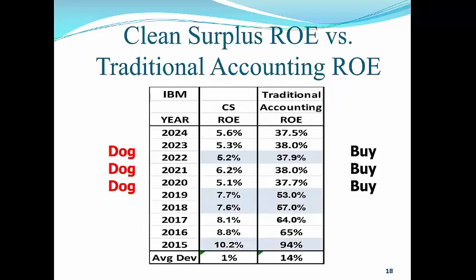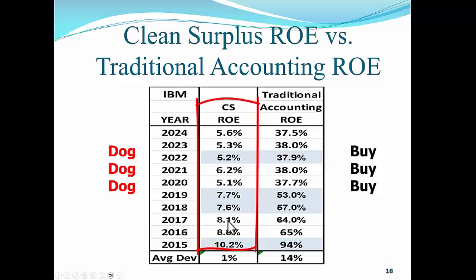Now, let's look at IBM. And here's the traditional accounting return on IBM. And we can see, wow, some years we have a 53%, some years a 64%. Think about this, folks. If you had a company, or you were buying into a company, or thinking about it, and a company had a 64% return on equity, you would go out and buy that stock. You would mortgage your house to buy that stock. But the clean surplus return on equity is a lot different, isn't it?